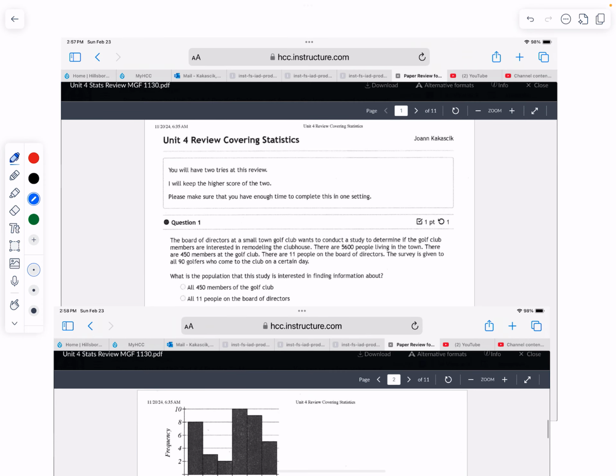Unit 4 review covering stats. So here are some extra practice. When I look at this, I'm looking at question number 1.